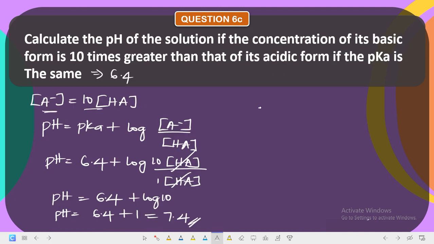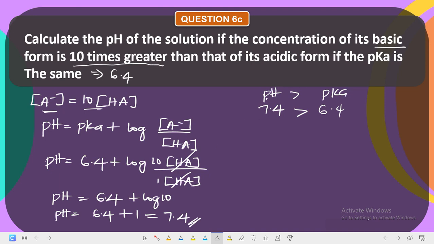Now, look at the other one that we calculated. There was one we got 7.4. That one of 7.4 means the pH is greater than the pKa, which is 6.4. So when the pH is greater than pKa, what did that one tell you? It tells you that the basic form is 10 times greater than the acidic form. Is that understood? So this equation tells us which is greater and which is not.